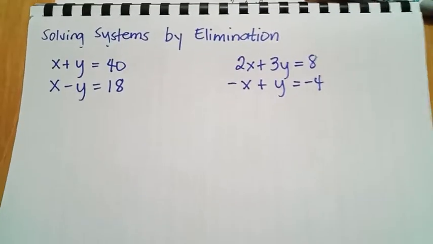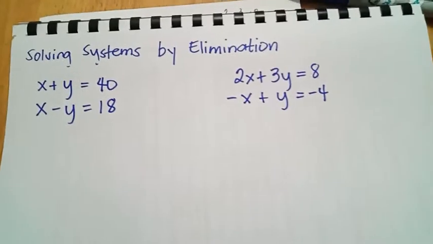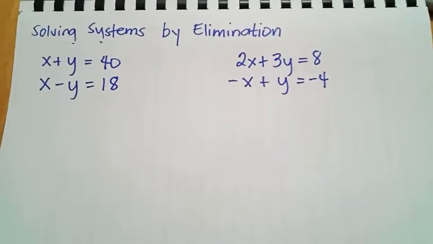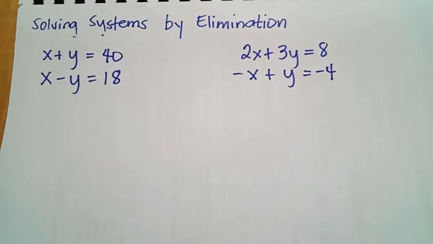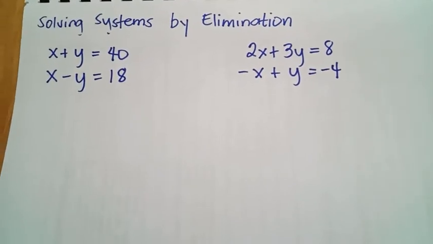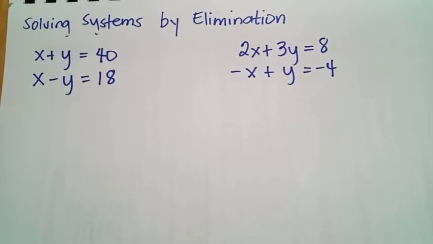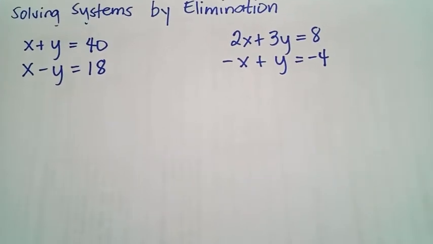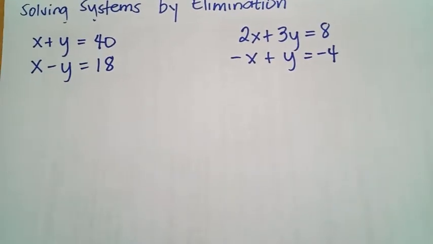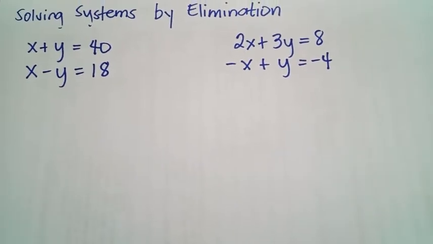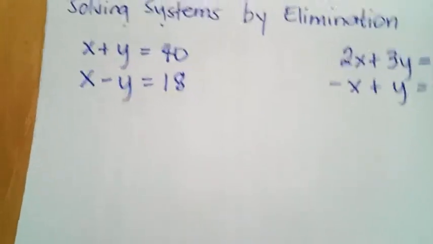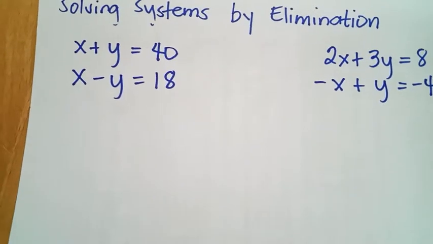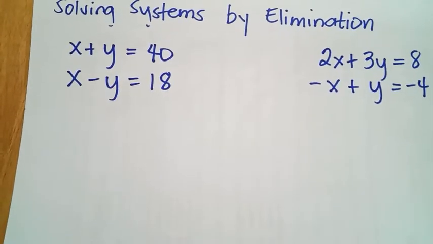Now let us solve systems by elimination. When we say elimination, we will solve for one variable by removing the other variable. So, ibig sabihin, if we solve for x, we will eliminate y. Or if we solve for y, we will eliminate x. Okay? So, for the first given, we have x plus y equals 40 and x minus y equals 18.